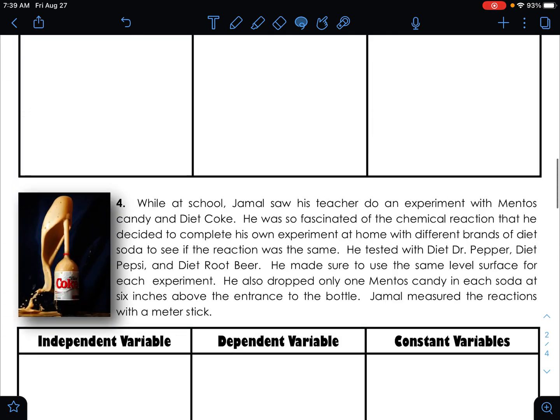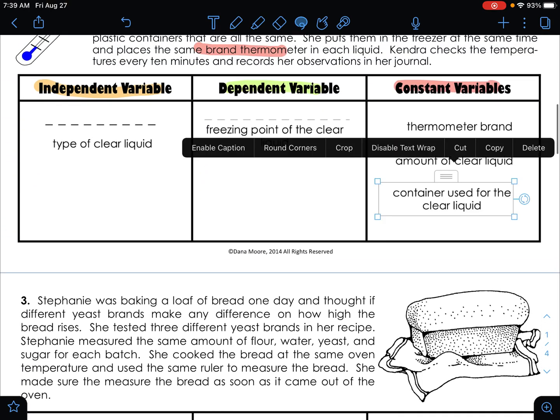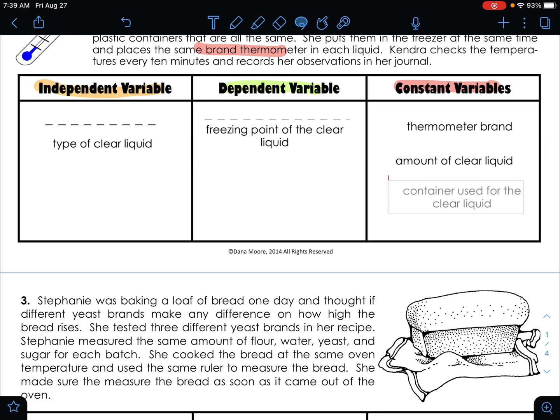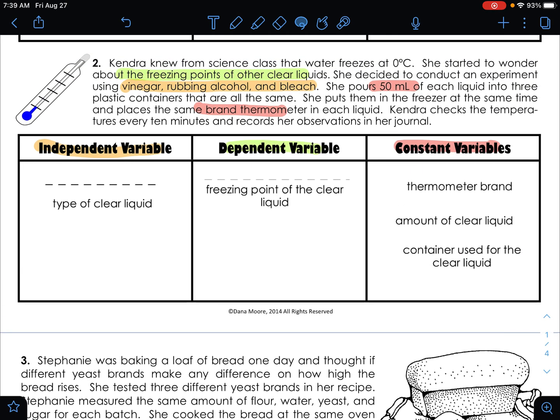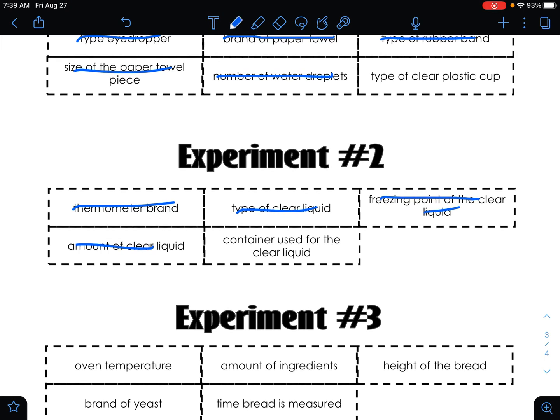the container used for the clear liquid. We have to have the same container, and I believe she mentions that. So she mentions here that we're going to put them in a plastic container that's the same. 1, 2, 3, 4, 5. Are we missing anything? Nope, we got them all.